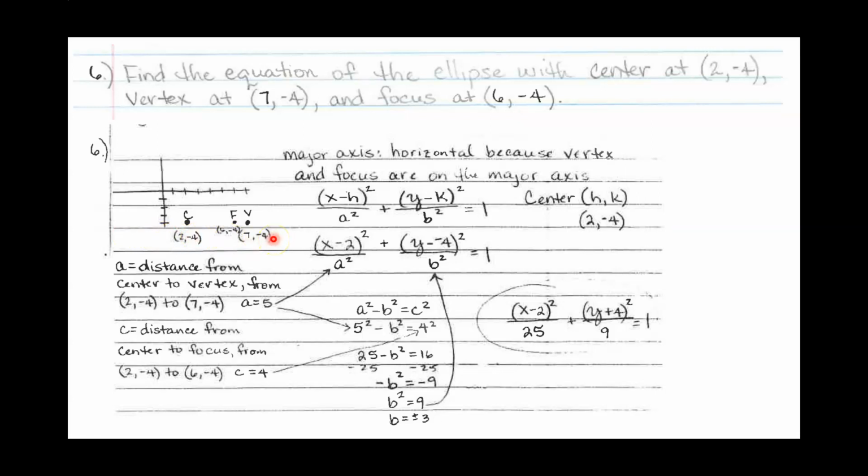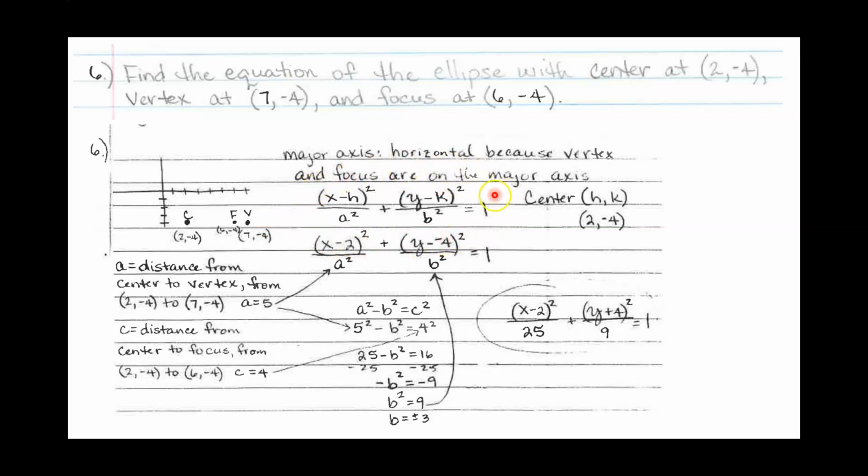Now remember that your foci are always on your major axis, and remember your vertices are the endpoints of your major axis. So I can see if this is my center and this is my focus, or if this is my center and this is my vertex, my major axis is going to be horizontal. So as soon as I figure out my major axis is horizontal, I'm going to go copy that equation down.